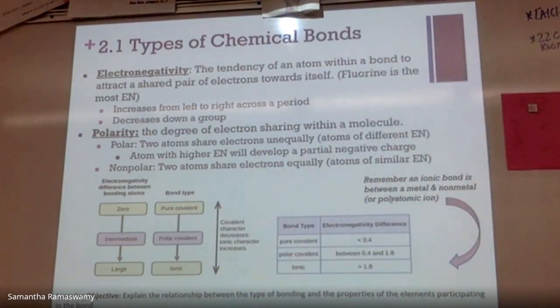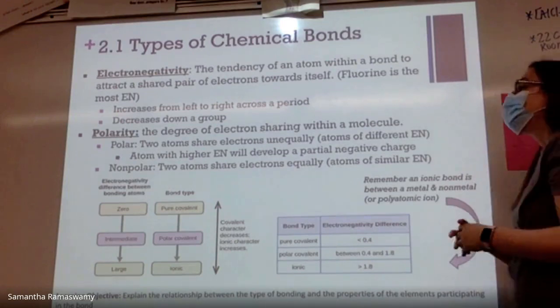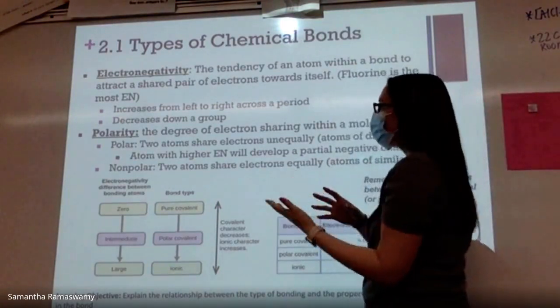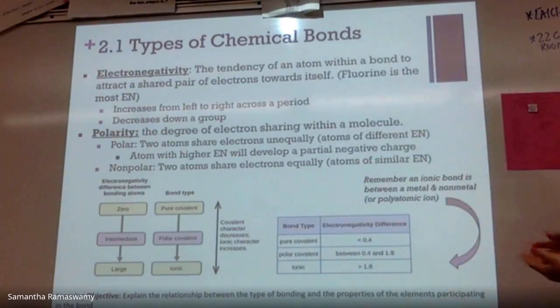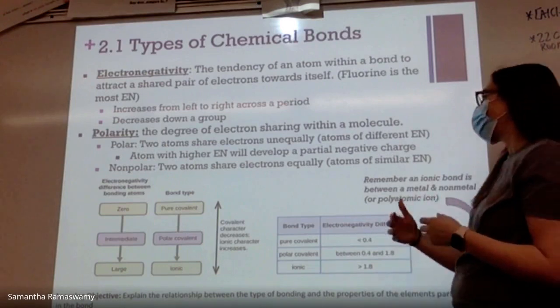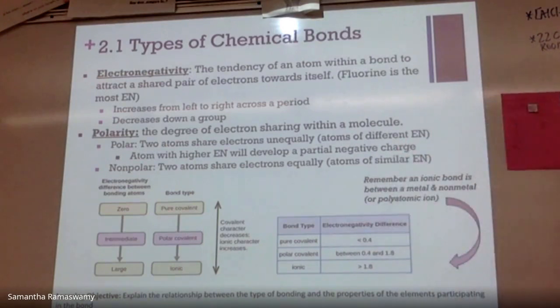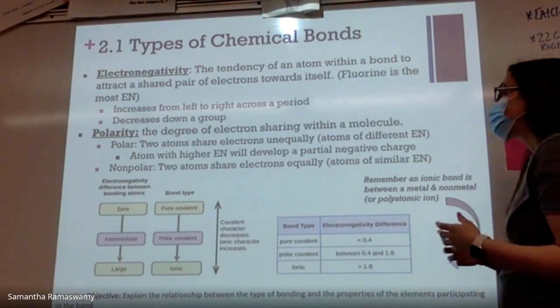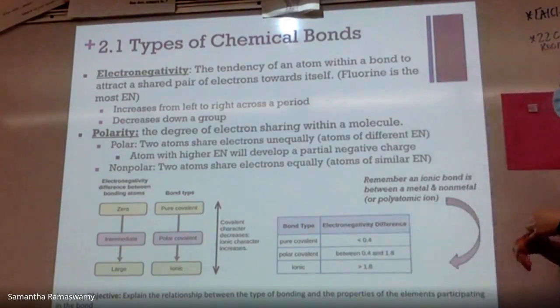So polarity is the degree that electrons are shared within a molecule. If we're looking at a polar bond, 2 atoms are sharing the electrons because it's covalent, but they're sharing them unequally. So that means that you're looking at atoms of different electronegativity. The atom with the higher electronegativity will develop a partial negative charge. Typically, if you have fluorine in there, fluorine is always going to be the more negative one.